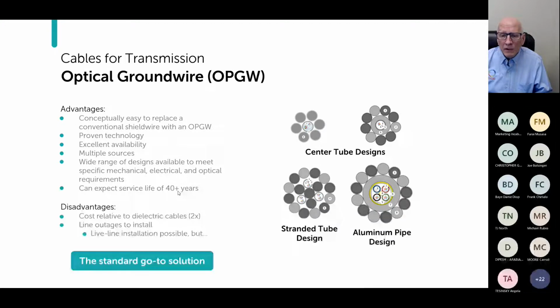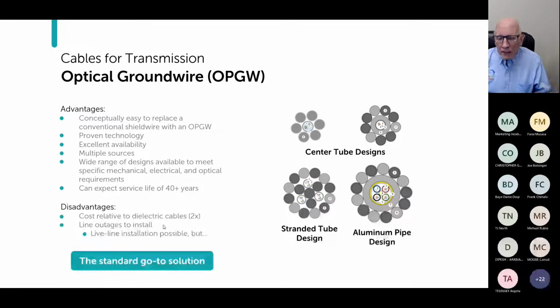There are some disadvantages to it. It's more expensive relative to any type of dielectric cable, meaning a plastic type cable or a non-metallic cable, on the order of a factor of 2. And when you're installing it, generally you want to take an outage on a line.